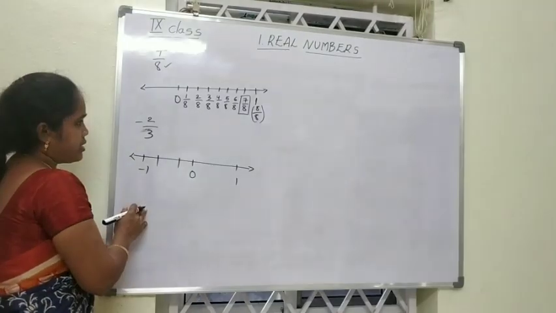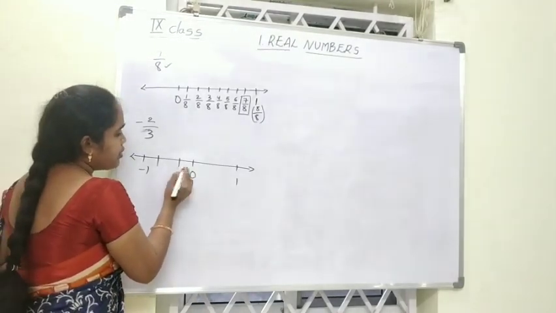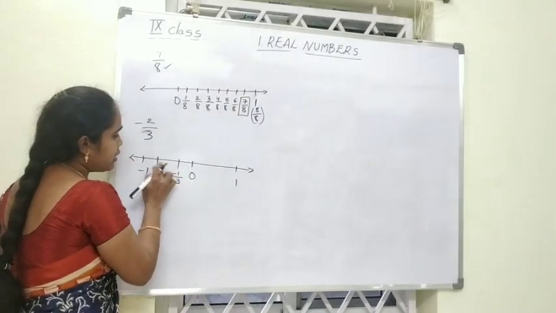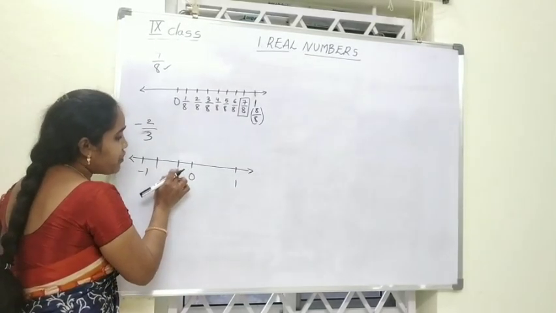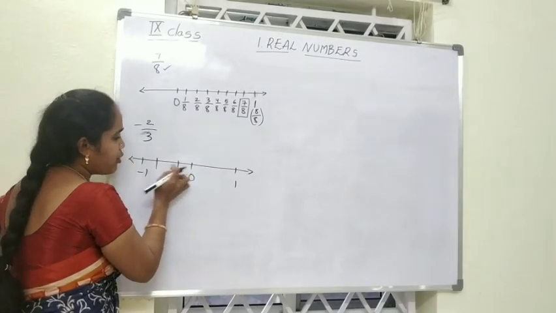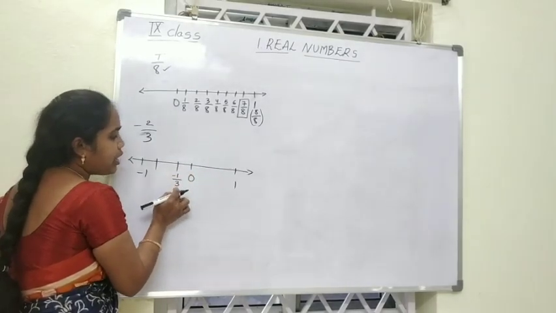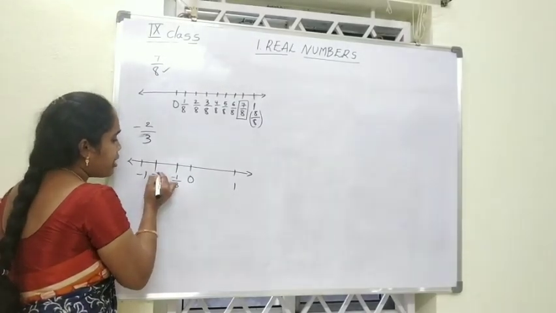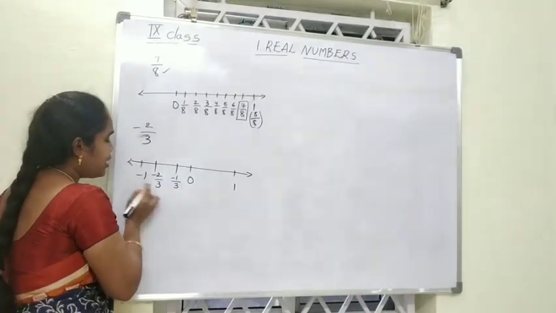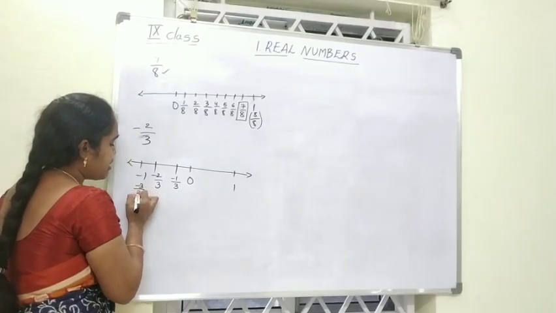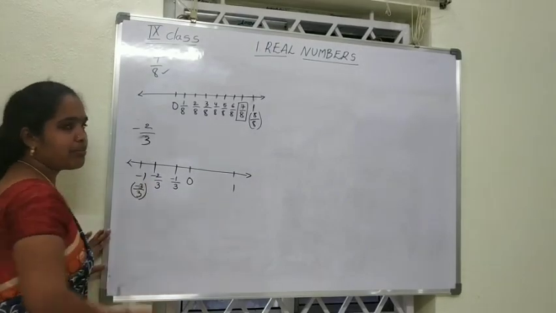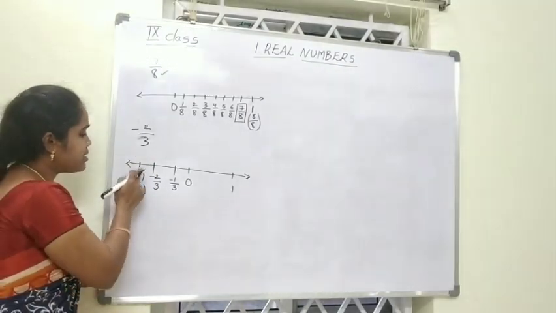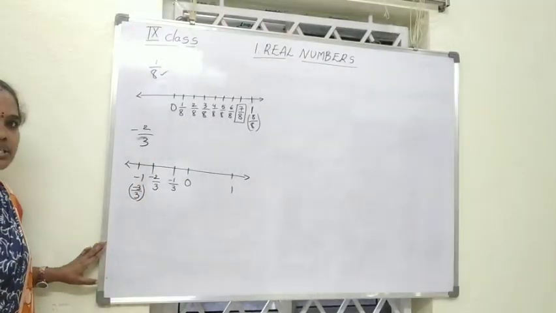Okay. Let us start. What is this? Minus 1 by 3. That means total 3 parts. In the 3 parts, first part we are taking. See, from here we have to count. So first part we are taking, minus 1 by 3. Next minus 2 by 3. Next minus 3 by 3. Minus 3 by 3 is nothing but minus 1, or not? 3 by 3 how much? 1. So minus is there. So minus 1. Did you understand?